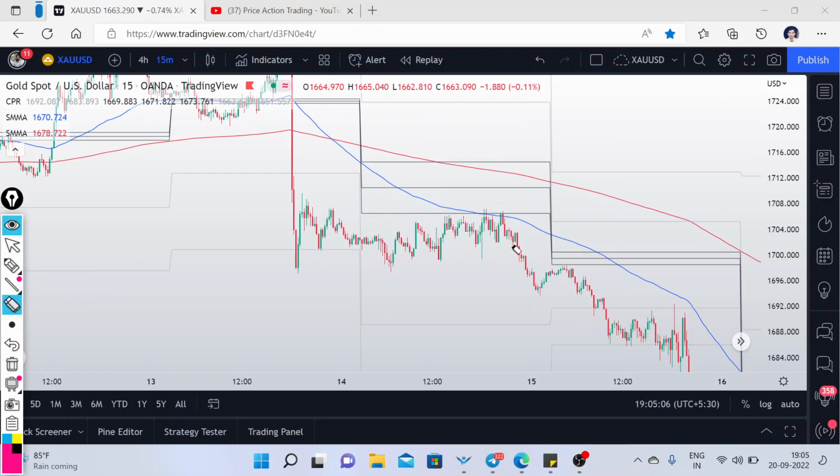So as you can see, this day you can easily catch good move, like from here to here, like here to here.